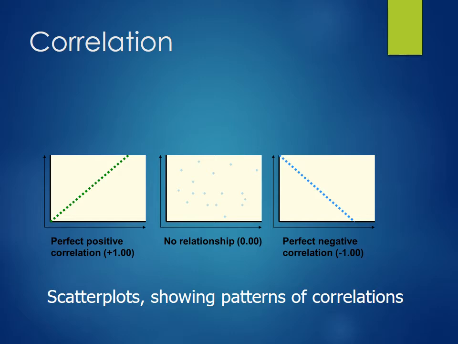Something that has no relationship is 0.0, your scatter plot, your dots are going to be all over the place because there's really no relationship between those two variables. So it's 0.0. Perfect negative correlation is just going to have a negative slope. It's not that it's a bad thing or anything like that. It's just that the slope is pointing down.